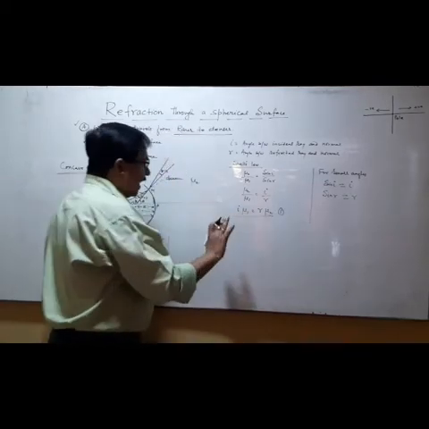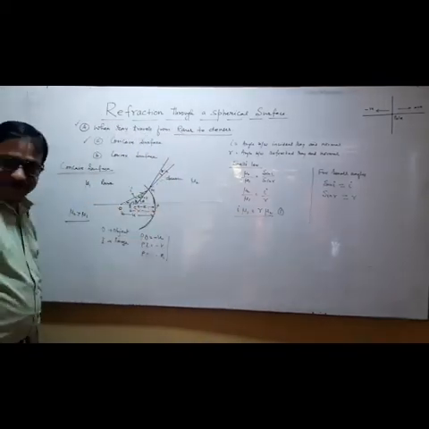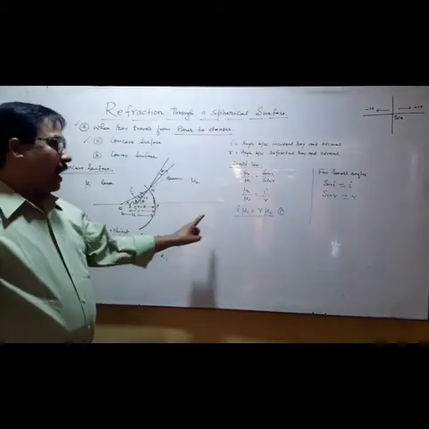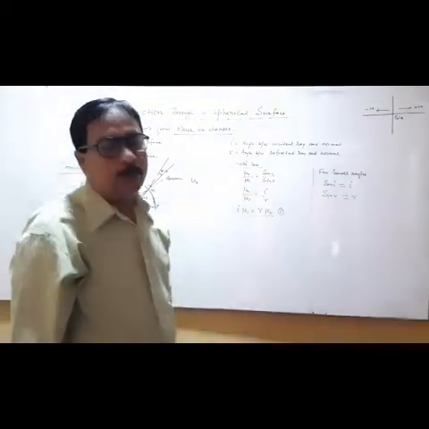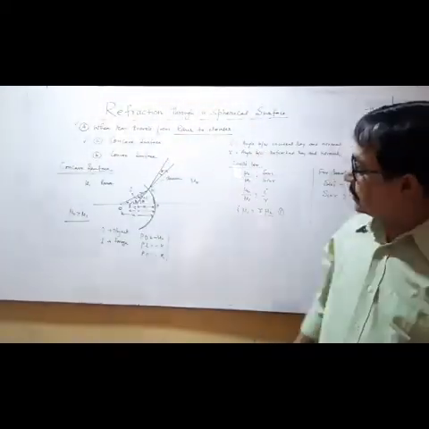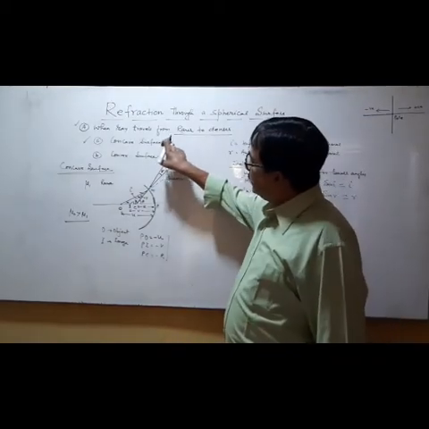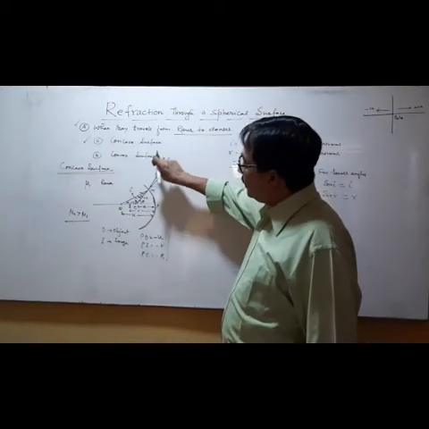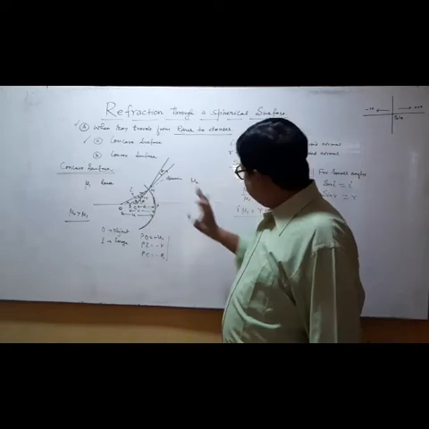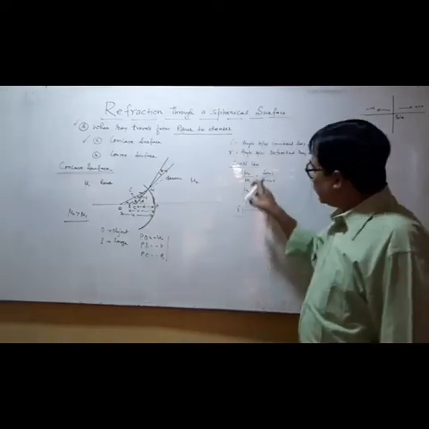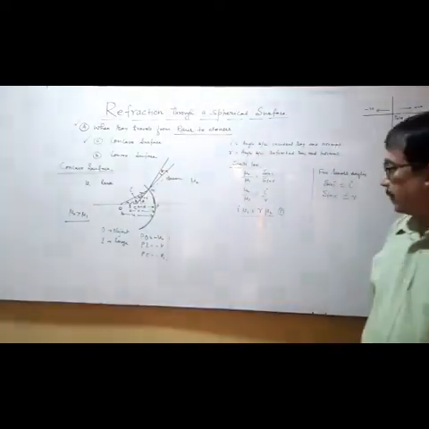We will write I mu 1 is equal to R mu 2 for all four cases. This is the rear lens, concave, then we will do it for convex. So we will start from here. This is true for every case.